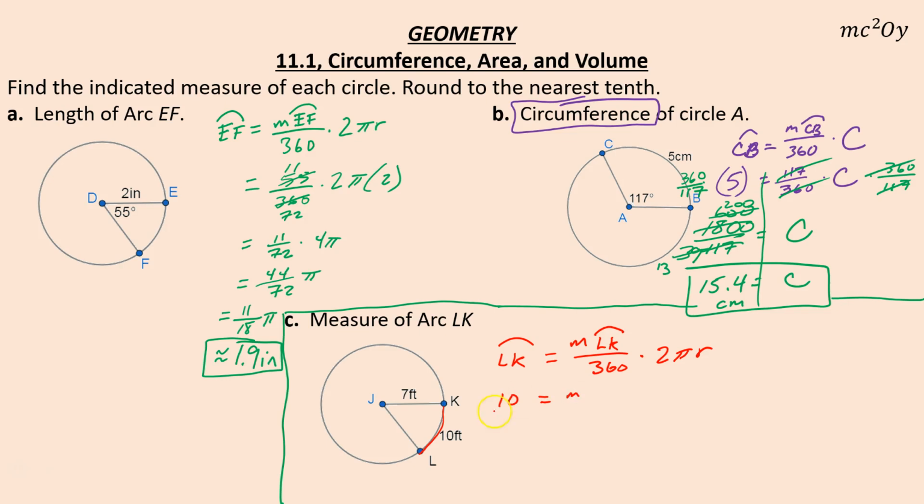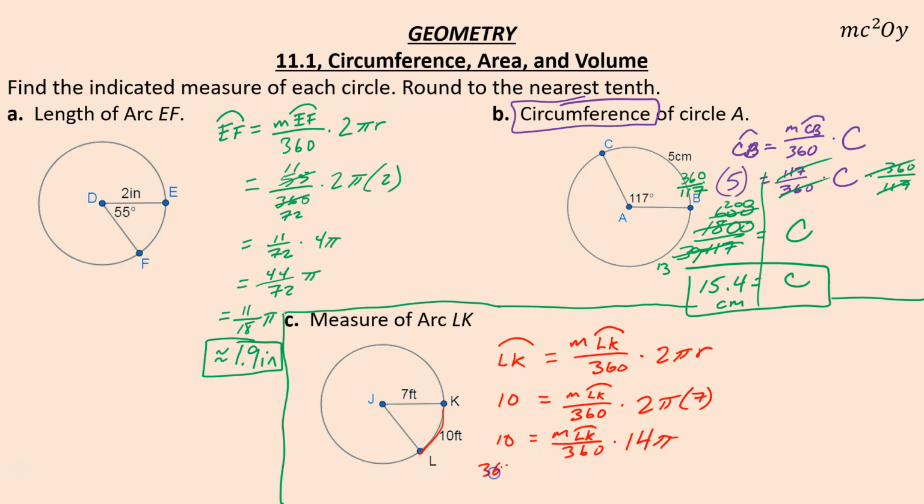And that's equal to, or excuse me, the length of it is 10 feet. That's equal to the measure of LK over 360 times 2 times pi times the radius, which is 7. So we get 10 is equal to measure of arc LK over 360 times 14 pi. Multiply both sides by that 360 to get that out there.